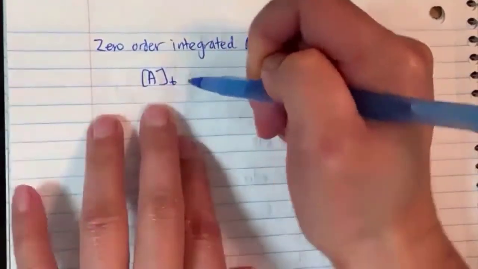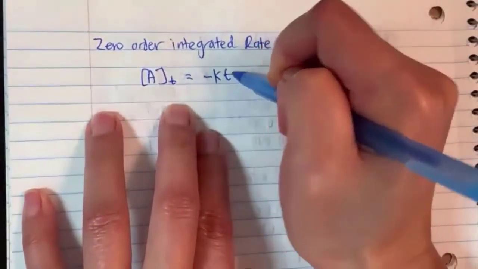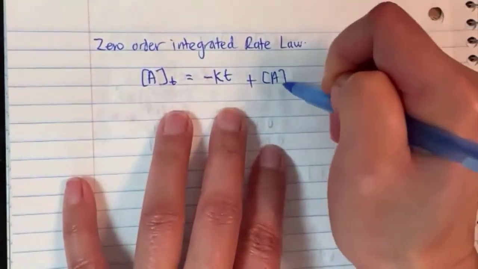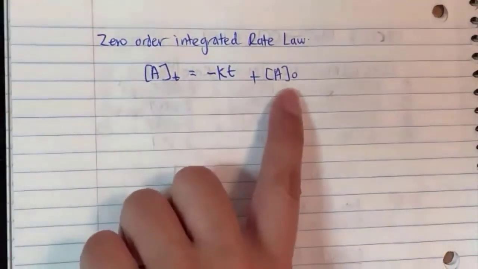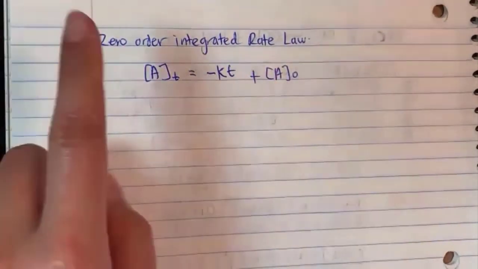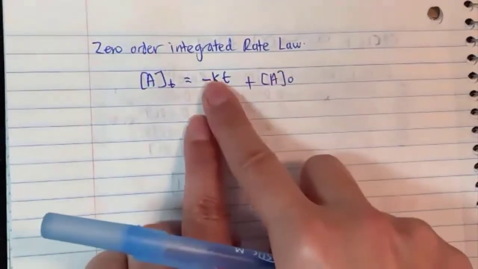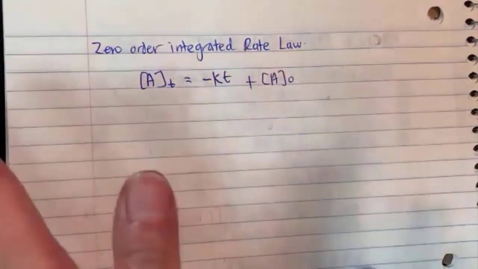So the equation is A at time t equals minus kt, where k is the rate constant, plus A naught. The good news is these equations are on your periodic table. It will tell you zero order. On the periodic table, I think they put the A naught in the front and then minus kt. They just flip the position of these two. It's the same thing.